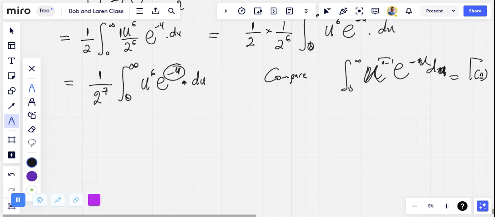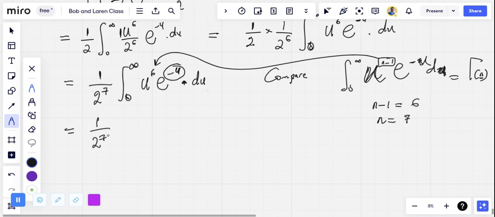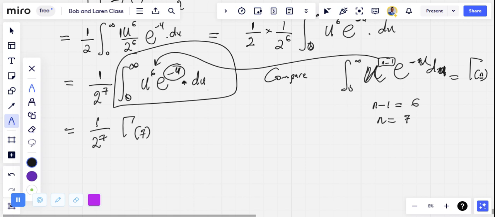That is, equate this n minus 1 and this 6 together. Equate them together. Okay, that is n minus 1 is equal to 6. Now solve for n. That's n is equal to 6 plus 1, and that's 7. So I have 7. That means automatically, I have this whole expression here as gamma of n, and gamma of n is gamma 7, where n is 7.